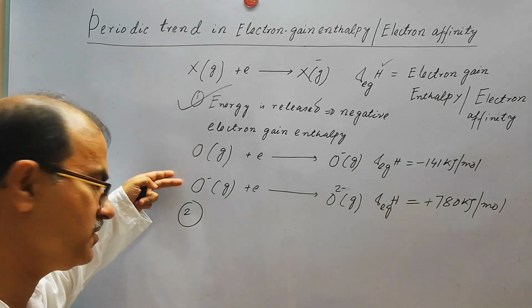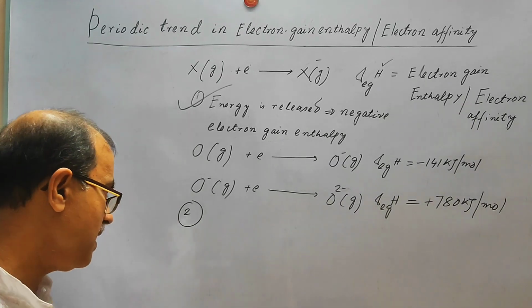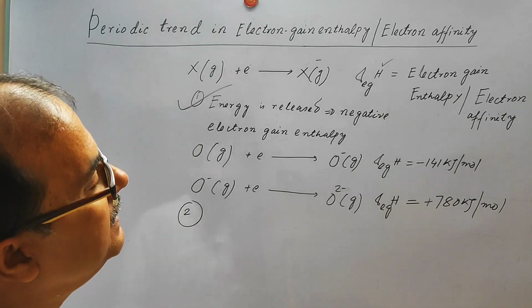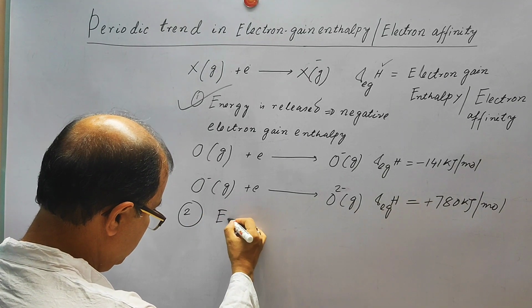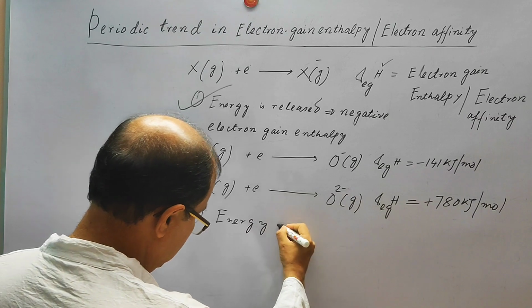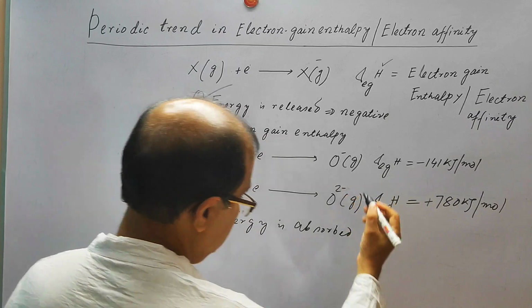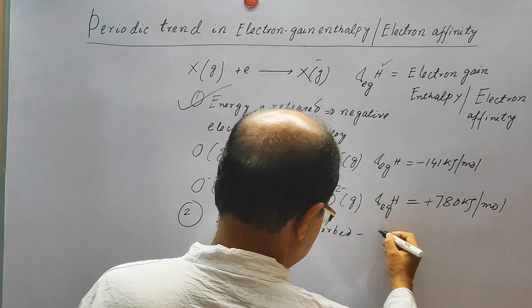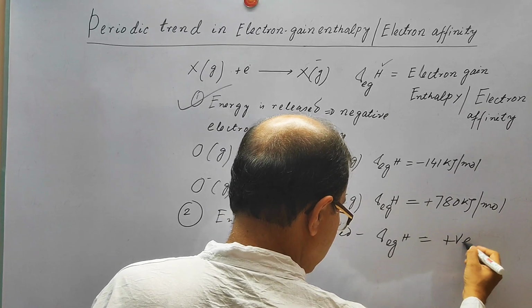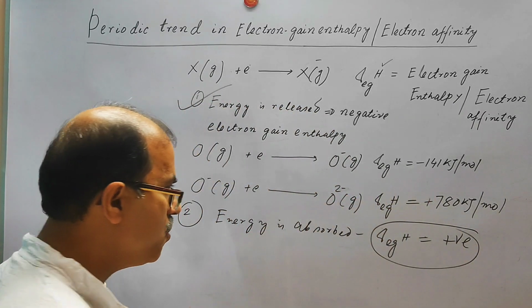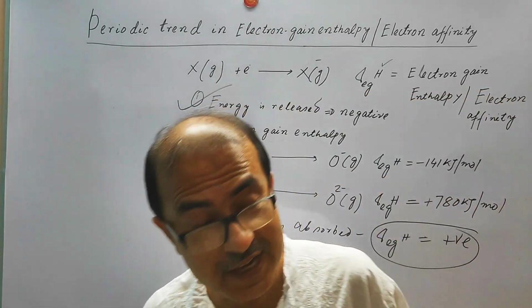In the second case, this is when we put an electron in the O minus, oxygen negative ion, and in that case you will find there is an absorption of energy, meaning energy is absorbed. So you can see energy is absorbed, then the electron gain enthalpy will be positive. So now we understand when the electron gain enthalpy will be positive, and when the electron gain enthalpy will be negative.